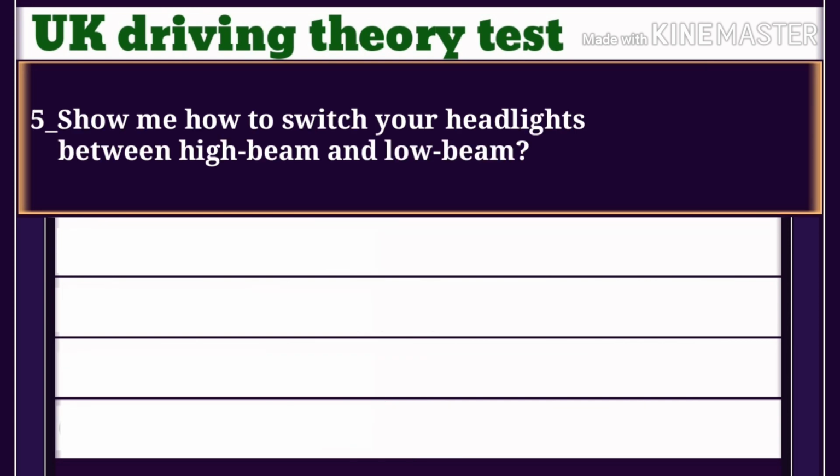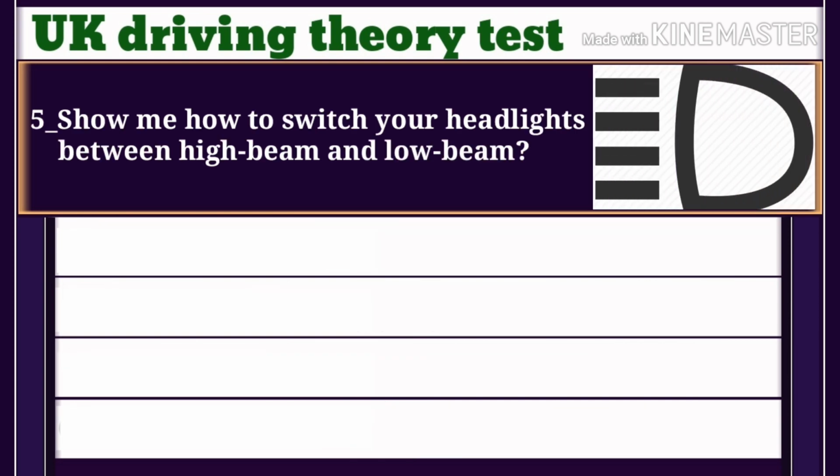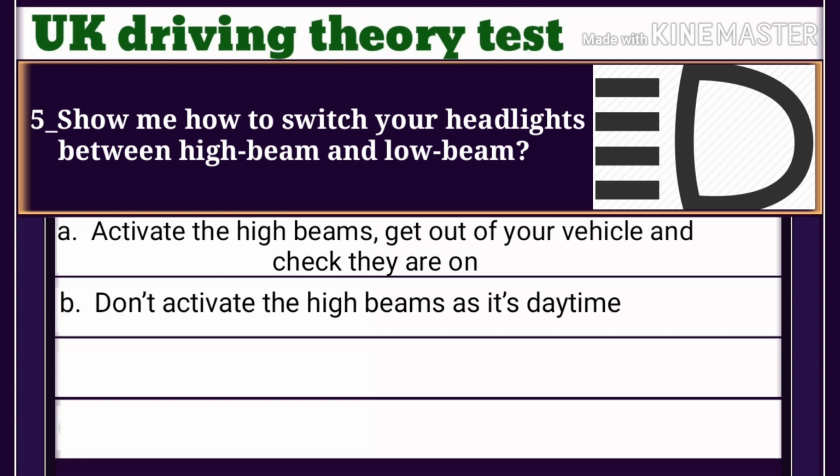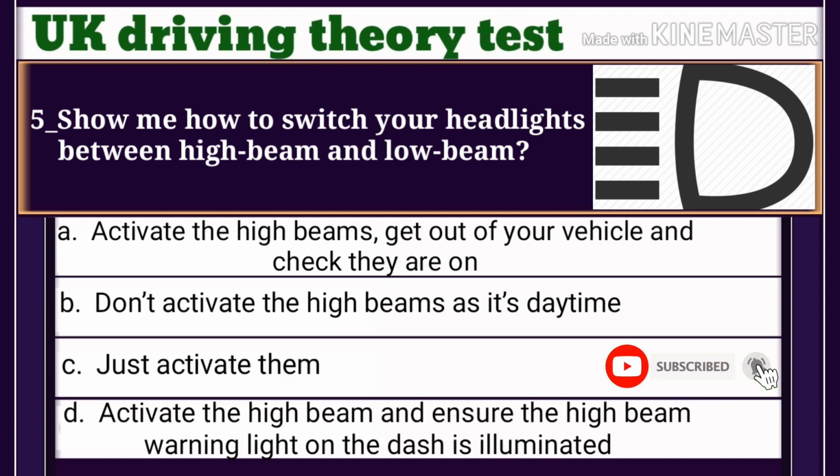Question 5. Show me how to switch your headlights between high beam and low beam. A. Activate the high beams. Get out of your vehicle and check they're on. B. Don't activate the high beams as it's daytime. C. Just activate them. D. Activate the high beam and ensure the high beam warning light on the dash is illuminated. The correct answer is D. Activate the high beam and ensure the high beam warning light on the dash is illuminated.